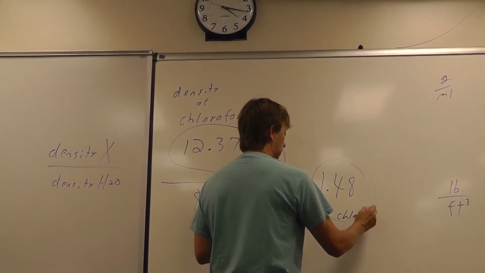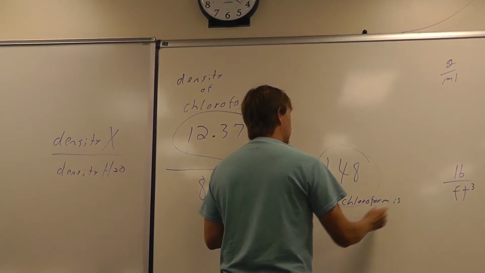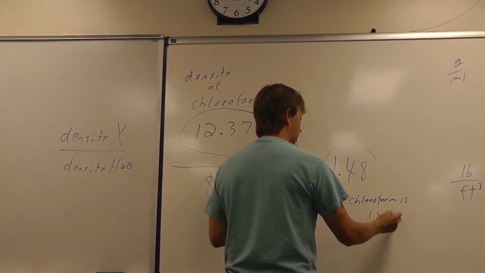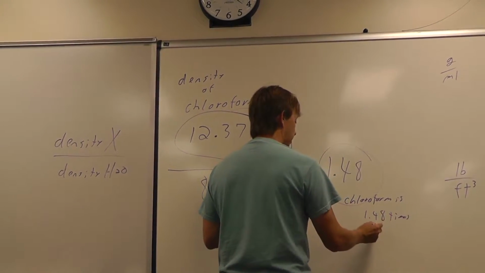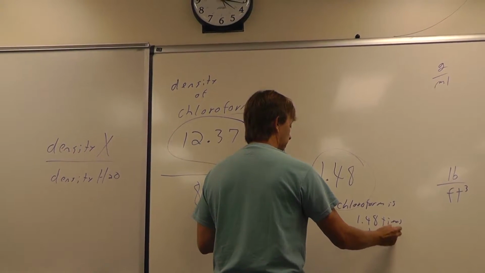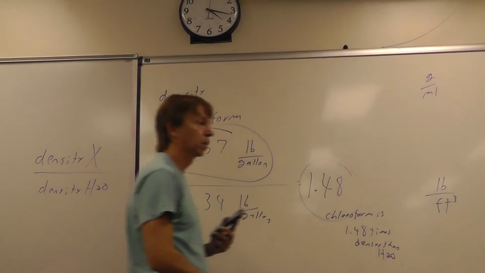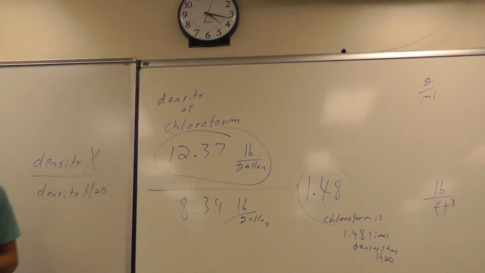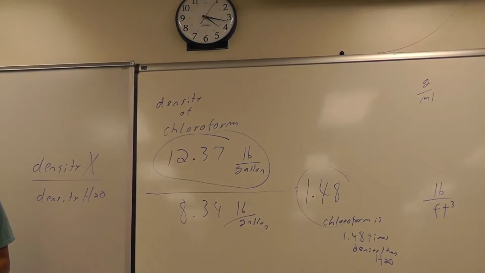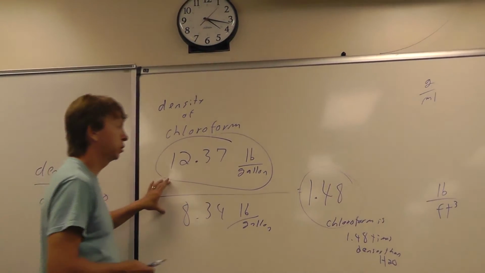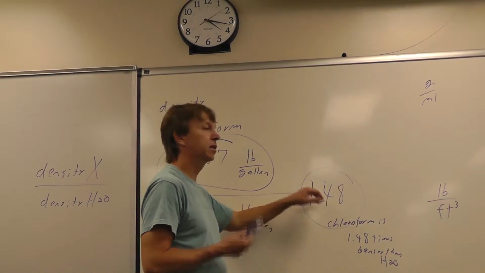Chloroform is 1.48 times denser than water. Period. Regardless of what units you're talking about. By making this ratio, we know that chloroform is 1.48 times denser.